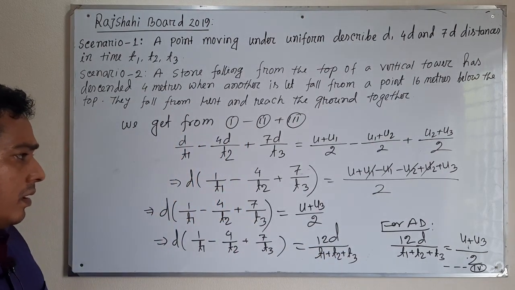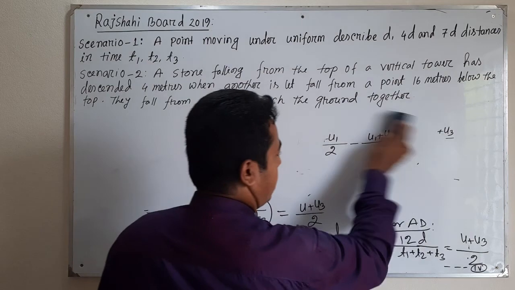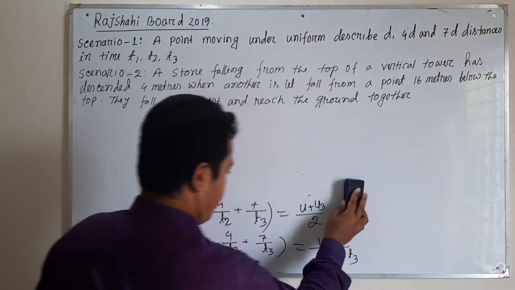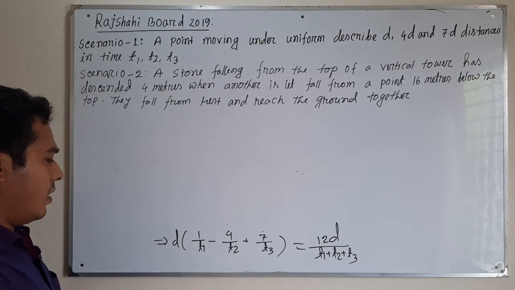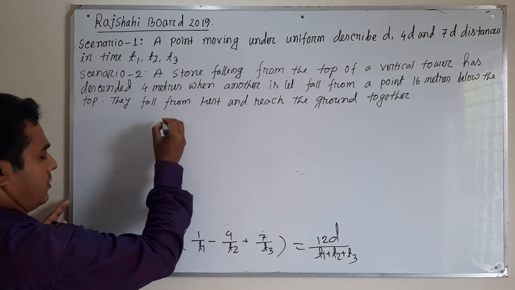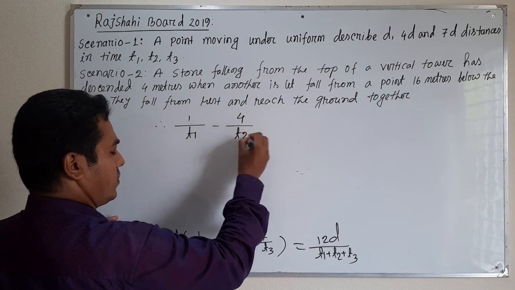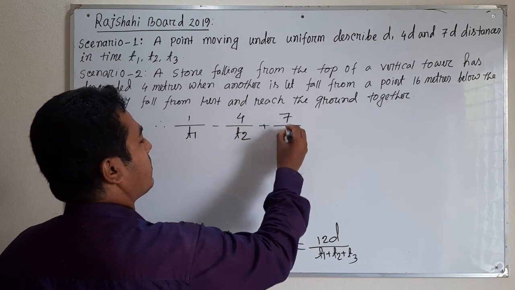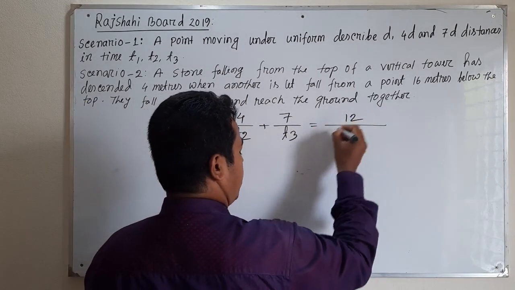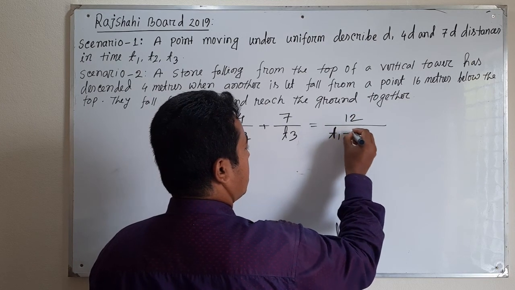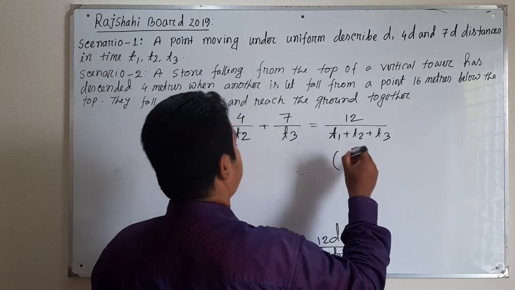Okay, my dear student, from this line, dividing by D, it will be 1 by T1 minus 4 divided by T2 plus 7 divided by T3 is equal to 12 divided by T1 plus T2 plus T3. This is our proof.